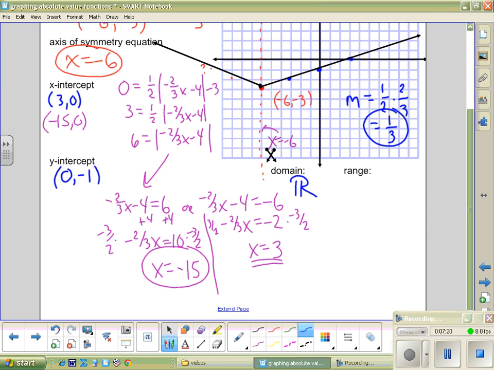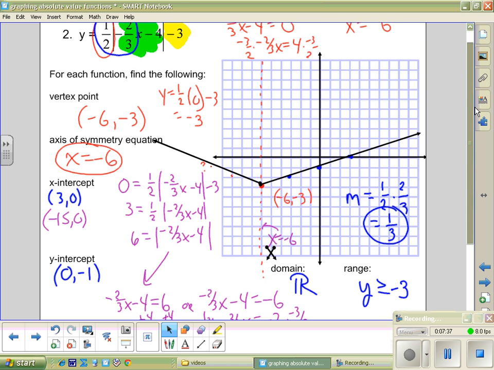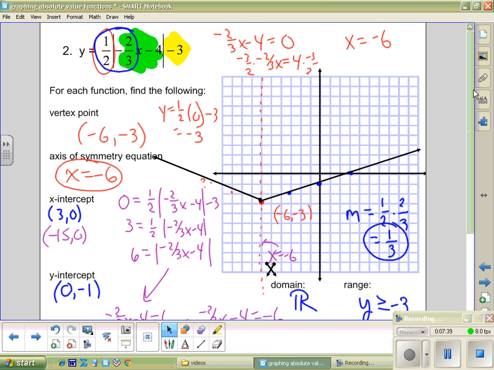And the range, this time starts at negative 3, but this time it goes up. So I'm going to put y is greater than or equal to negative 3. So I now have my range, I have my domain, I've got my y-intercept, I have my two x-intercepts, I have my axis of symmetry, which is x equals negative 6, and I have my vertex point at negative 6, negative 3, and I have my graph. And I didn't plot any points. I didn't put together a chart and plot 4 or 5 points, and I knew exactly where my V was going to be. And that's the beauty of solving it this way.